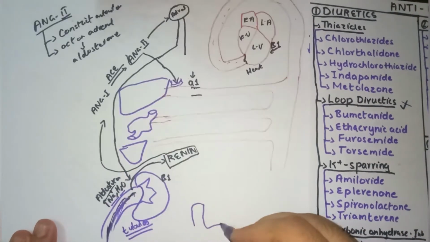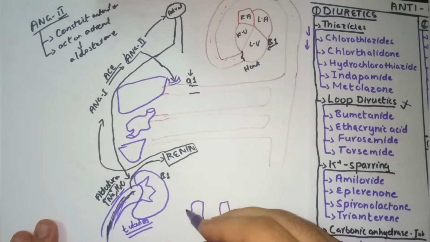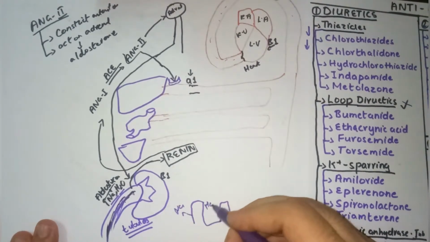The tubule is like this, the ascending and descending loop of Henle. Some parts absorb sodium, some parts absorb water.